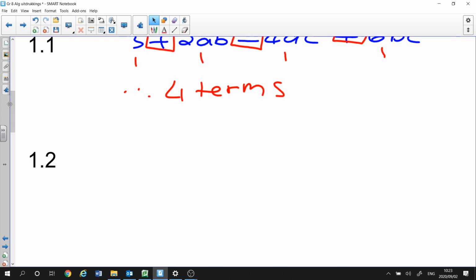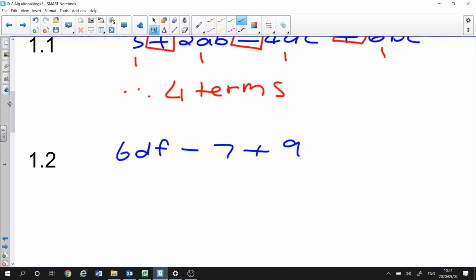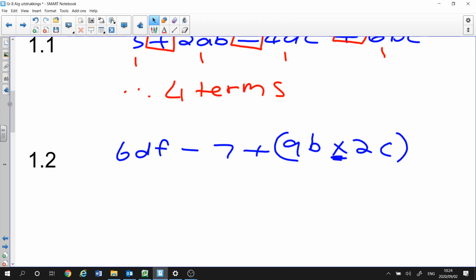If we have the following expression of 6df minus 7 plus 9b times 2c. Another important thing that comes in here is BODMAS. So you must remember that you must do this first because there's a multiplication. So if we count these terms, it will be 1, another one, and this is one term. So therefore, there are 3 terms in this expression.